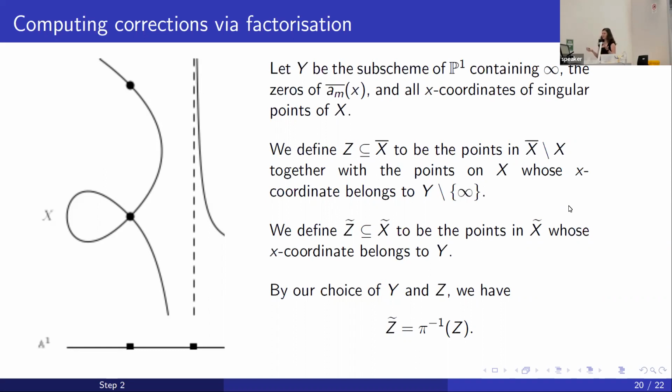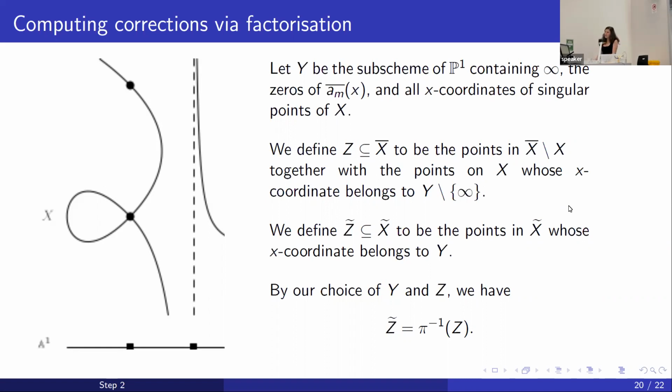And having set everything up this way, what z tilde will be is the pre-image under the normalization morphism pi of z. And so we're actually going to be able to make corrections here. We will make corrections by removing from the point counts that we count using some algorithm 1 the contribution of the subscheme z, and we will add in the contribution of the subscheme z tilde. All these subschemes are going to be easy to compute.